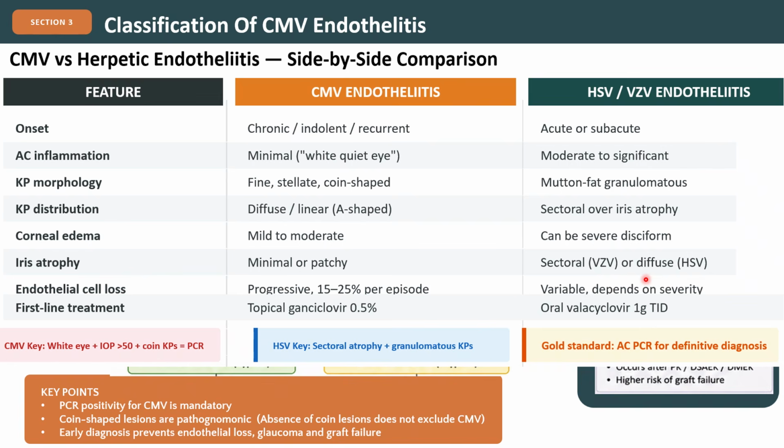Another point is the endothelial cell loss. You will find progressive endothelial cell loss in patients with cytomegalovirus. That's why specular microscopy is mandatory. Unlike in herpes simplex virus and herpes zoster, there is some endothelial cell loss, but not as fast as in this one. So this is grossly a quick differentiation between cytomegalovirus and herpes or other herpetic endotheliitis.